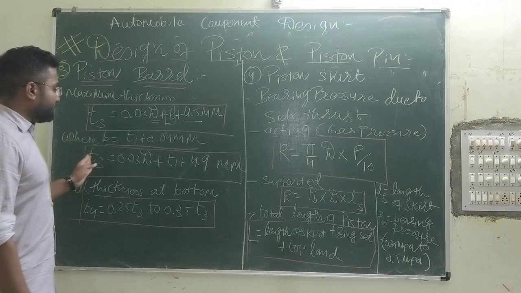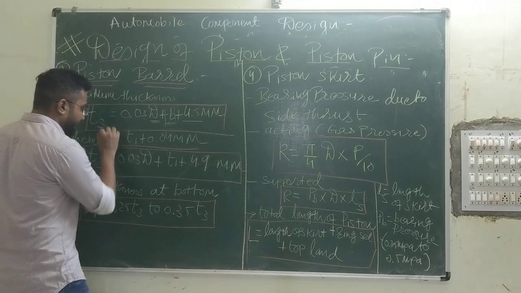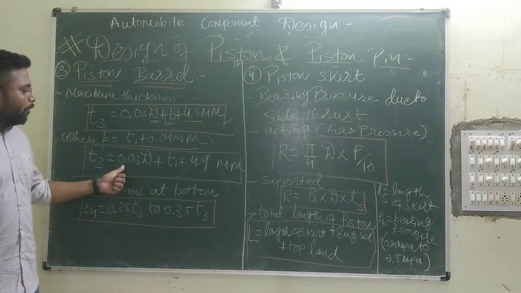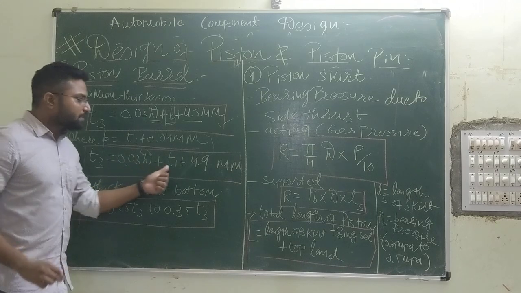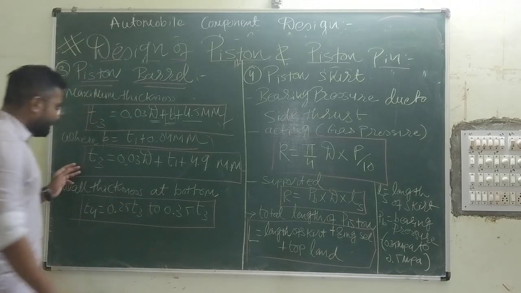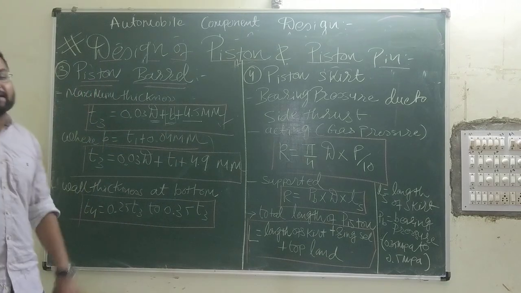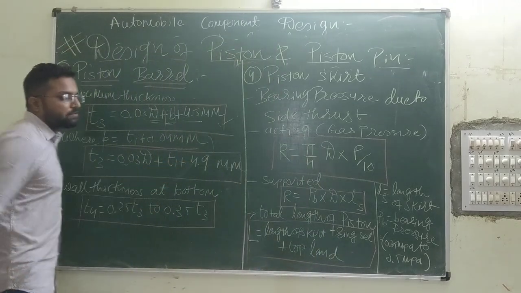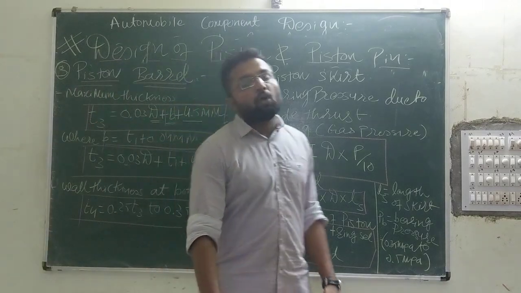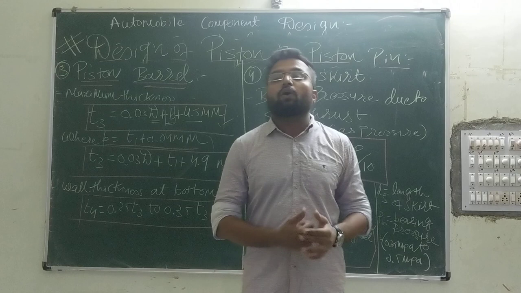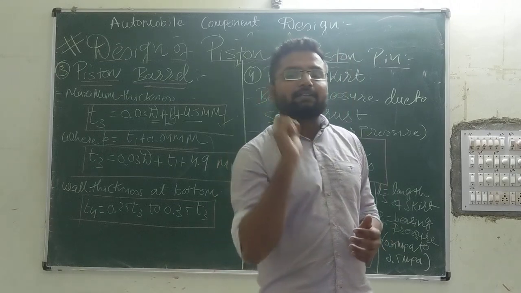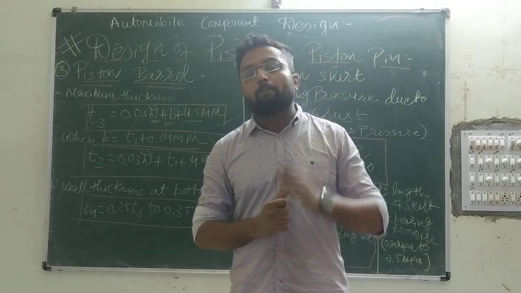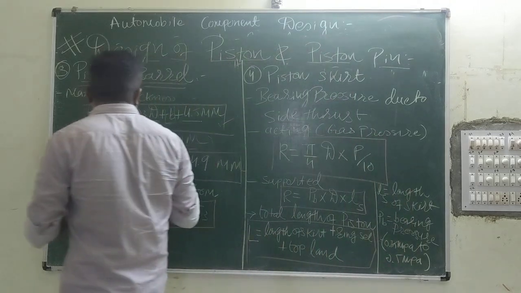So ultimately T3 will become like this after putting this value of B in our equation. Ultimately the value will be T3 is equal to 0.03D plus T1 plus 4.9 mm. So ultimately our T3, which is wall thickness or barrel thickness of our piston, is 0.03D plus T1 plus 4.9 mm. Here we have determined the wall of our piston, and you can say that this wall is also before machining of our piston. Clear? Okay, so this is one of the important features of our piston barrel, or you can say piston thickness.